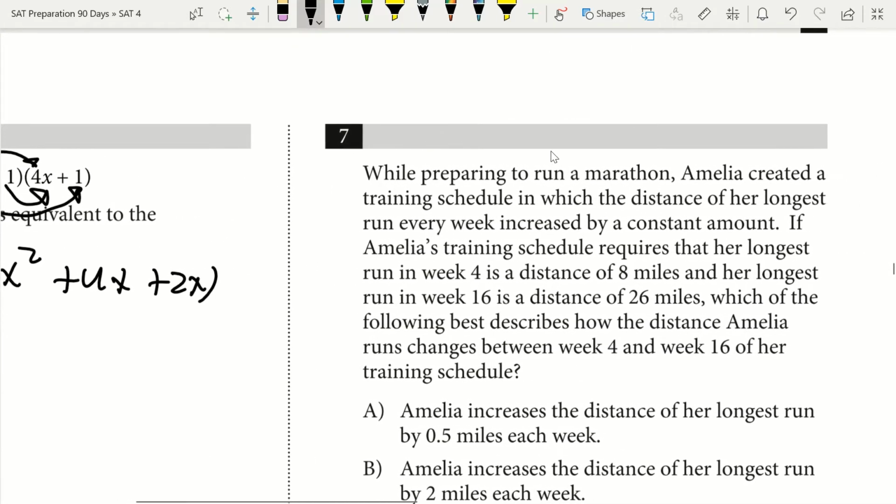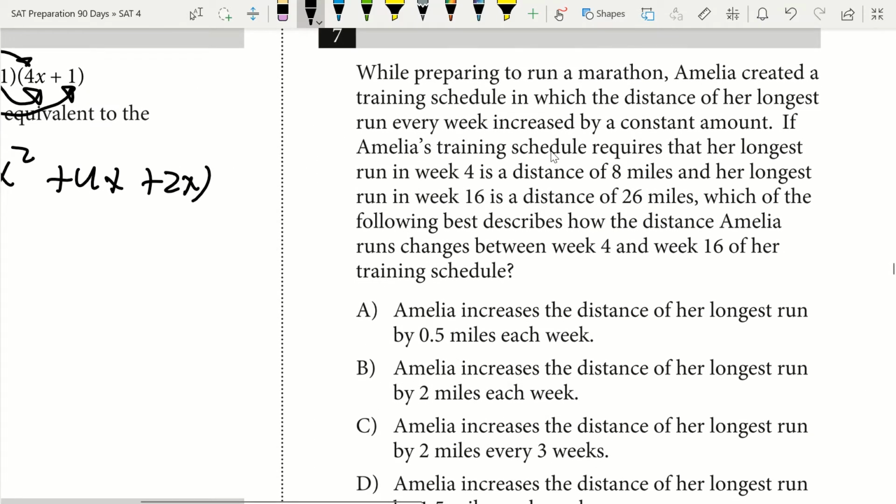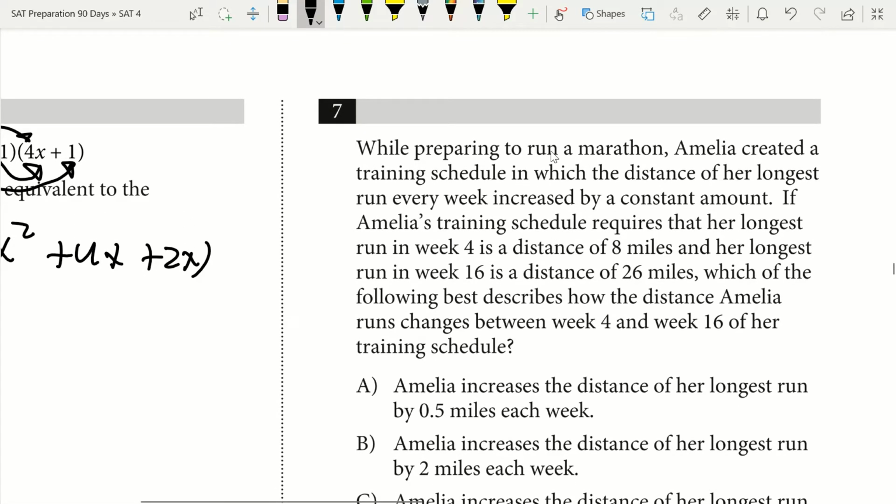Okay, now I got number 7. While preparing to run a marathon, Amelia created a training schedule in which the distance of her longest run every week increases by a constant amount. If her training schedule requires her longest run in week 4 is 8 miles and the longest at week 16 is 26, what best describes how the distance changes between week 4 and 16?